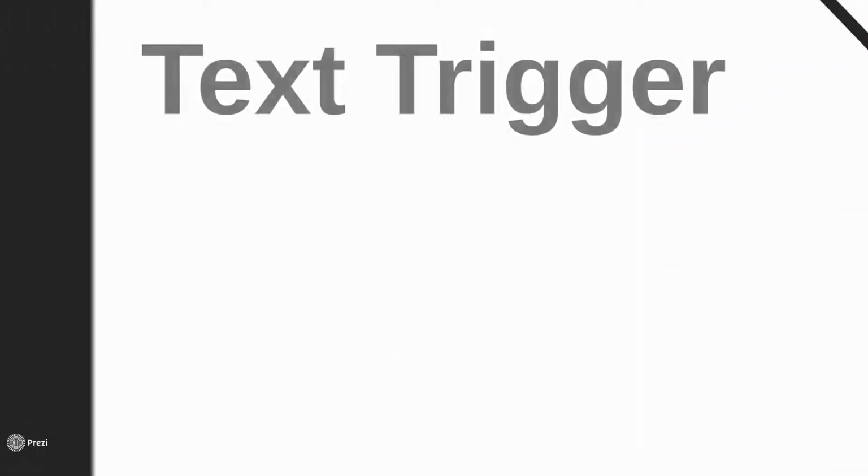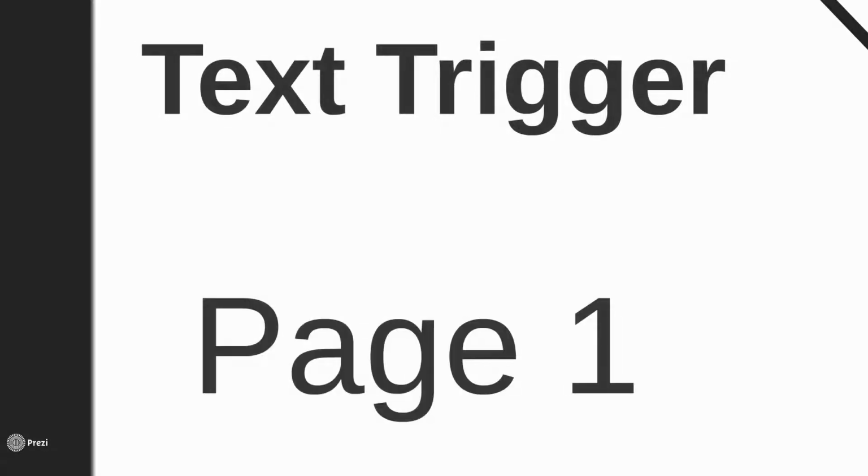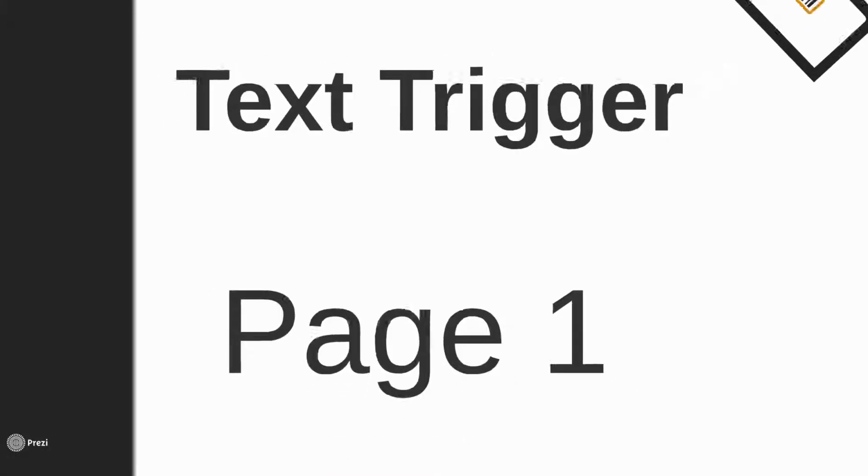We can also use a text trigger. Let's say that certain text appears all the time on the first page. So every time ChronoScan reads it at that certain place, it will just split the document for us.